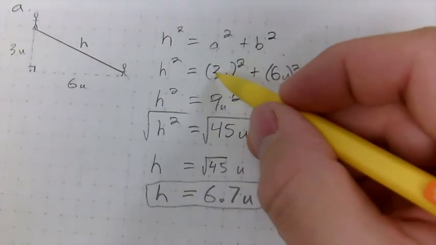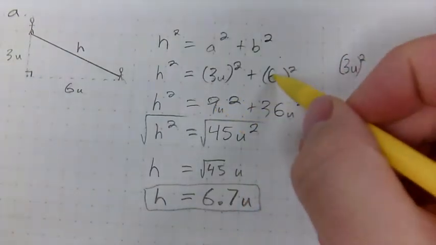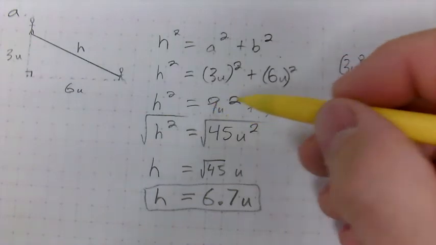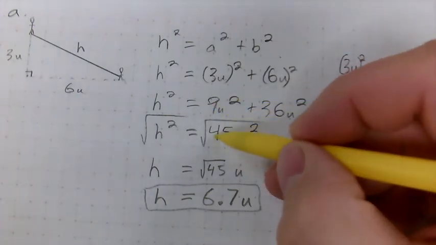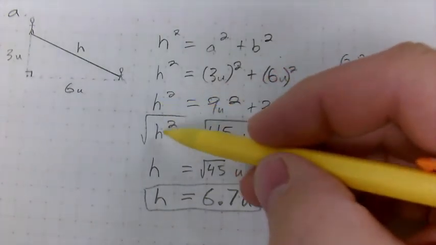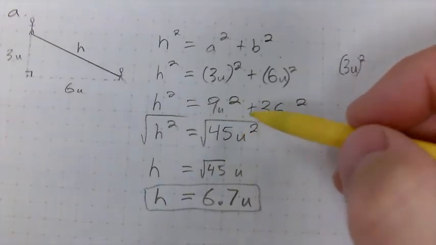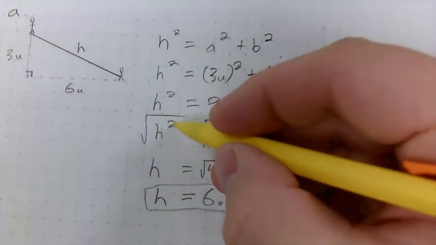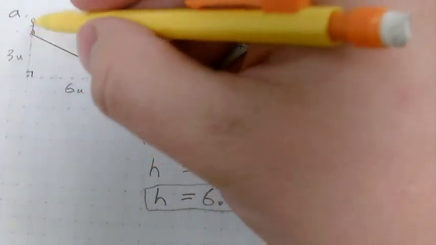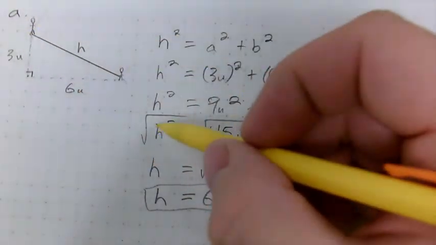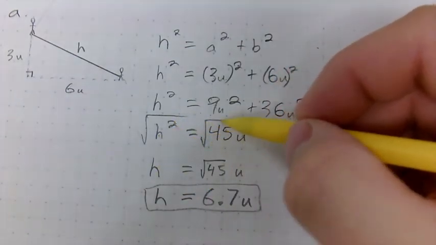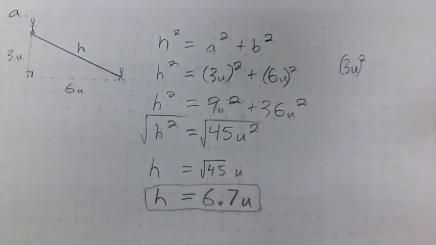Okay? So 3 times 3 is 9 units squared. 6 times 6 is 36 units squared. Add those together. 9 plus 36 is 45. So h squared is 45 units squared. Then we square root both sides because we want to find that length. We're not just trying to find the square that would be made from it. Square root of a square is h, square root of 45 units.